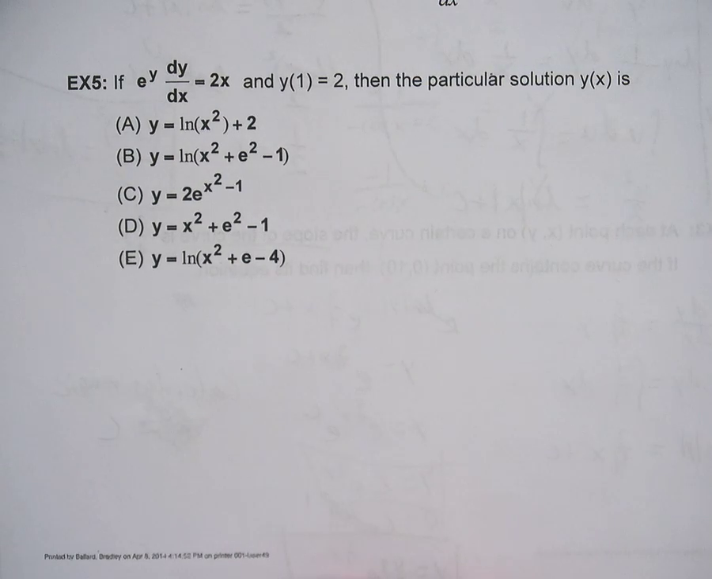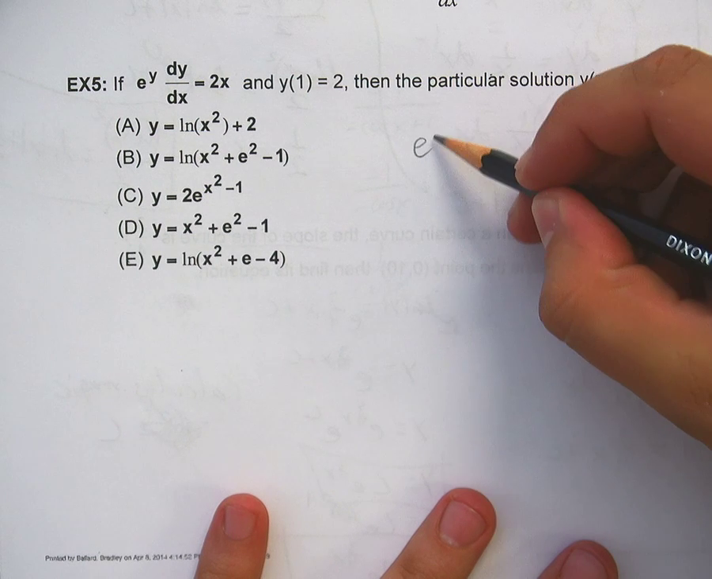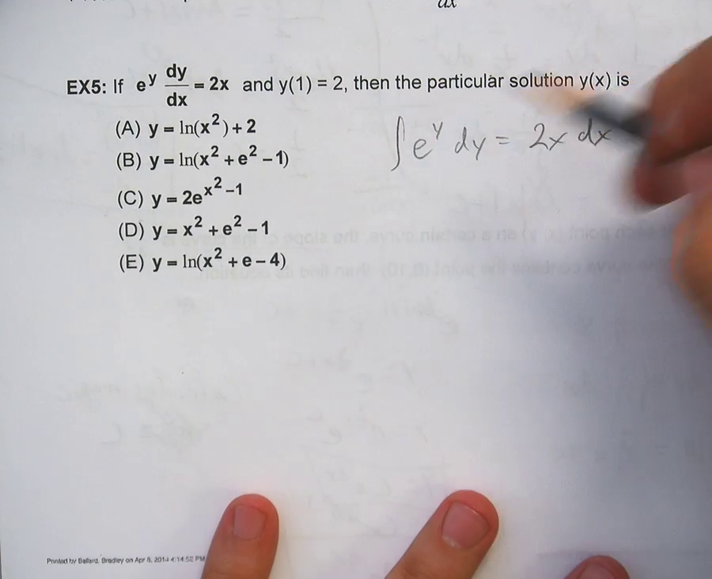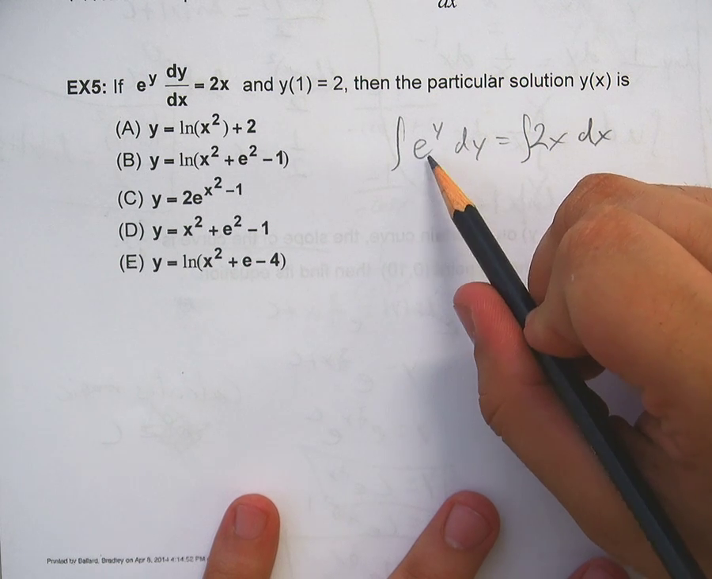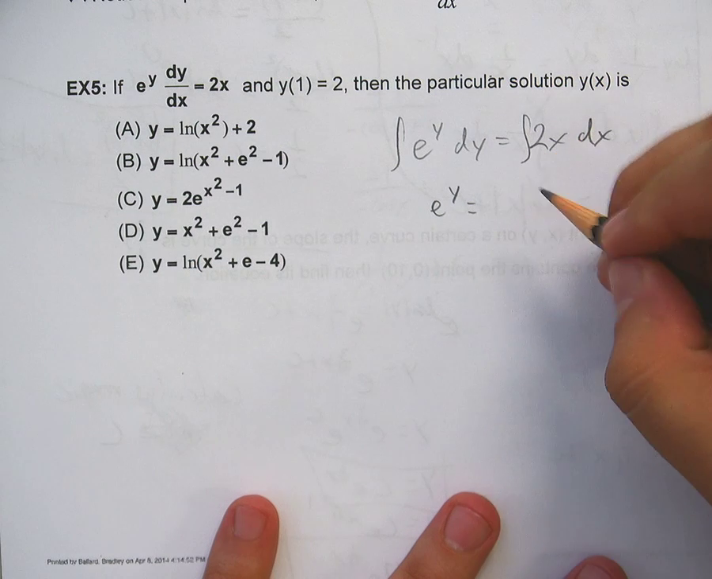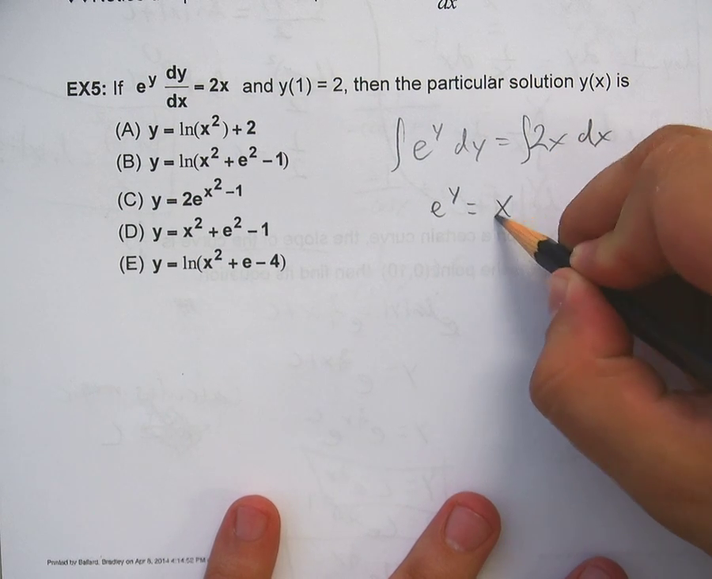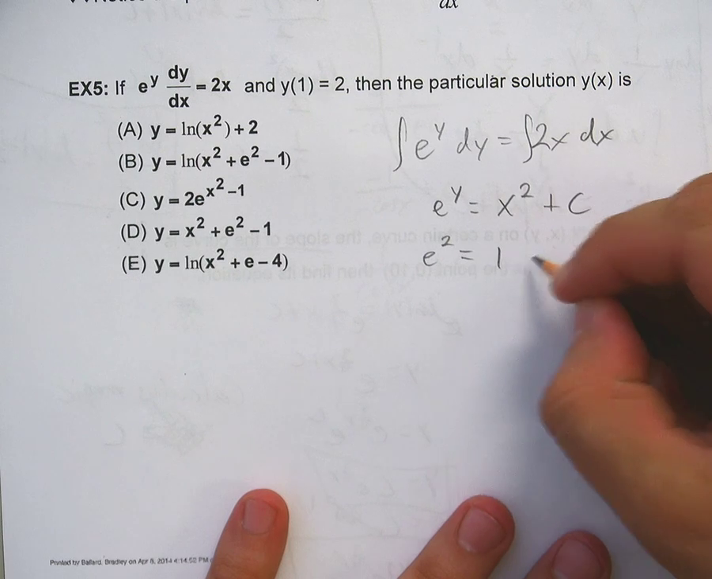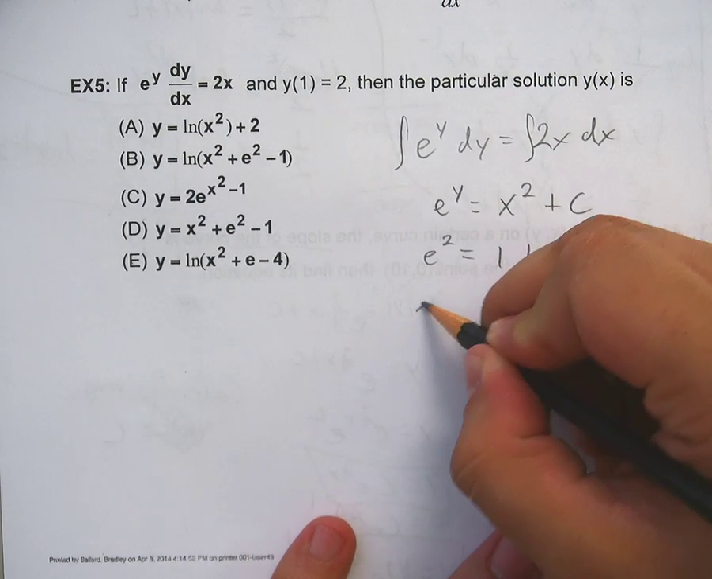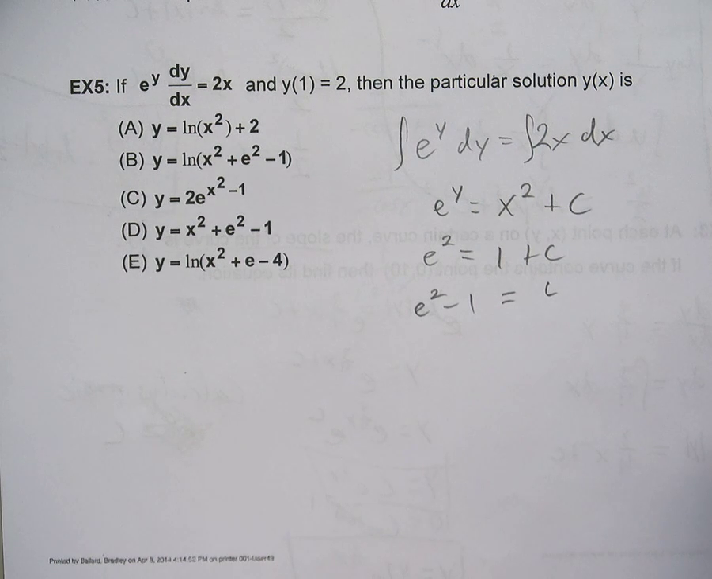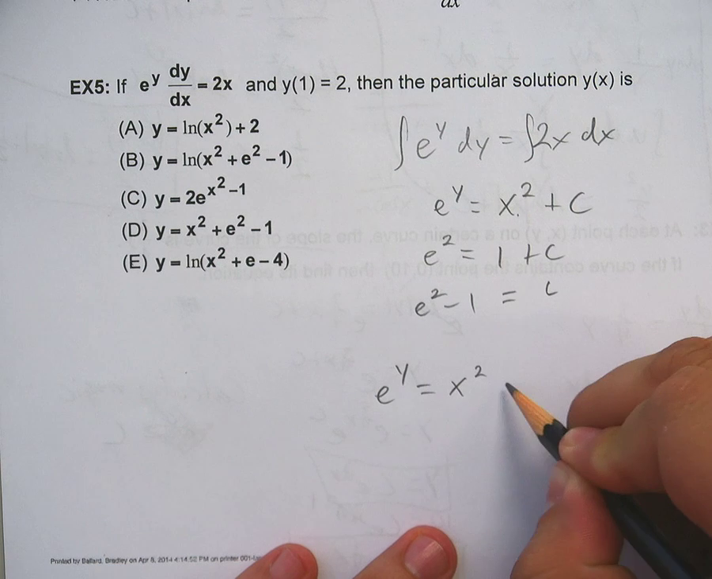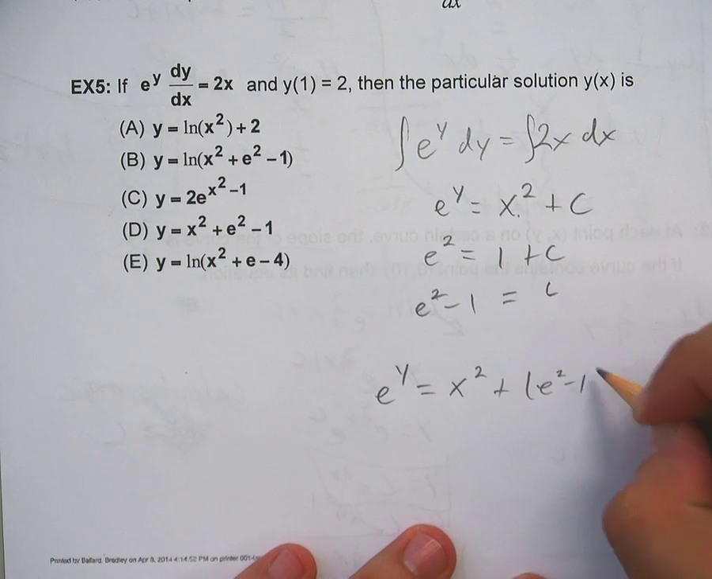Find a particular solution. So this one's pretty simple. Get your dx over here. e to the y dy equals 2x dx. Good enough. Integrate both sides. Fancy, fancy. The integral of e to the y is just e to the y. Integral of 2x is 2x squared over 2, which is x squared, plus c. Initial condition: 1 for x, 2 for y. e squared equals 1 plus c. So c is e squared minus 1. Fun. That means that your equation e to the y from right here is equal to x squared plus e squared minus 1. That's your c.